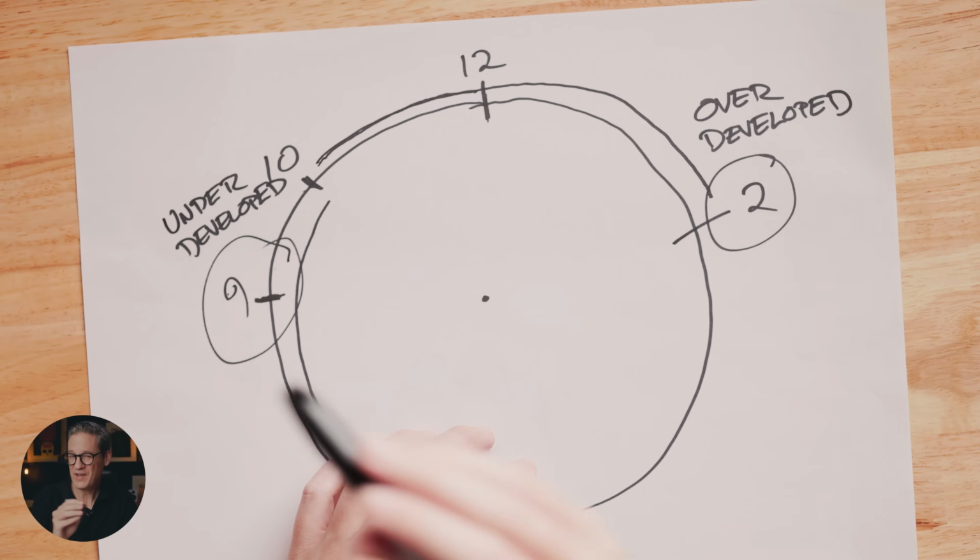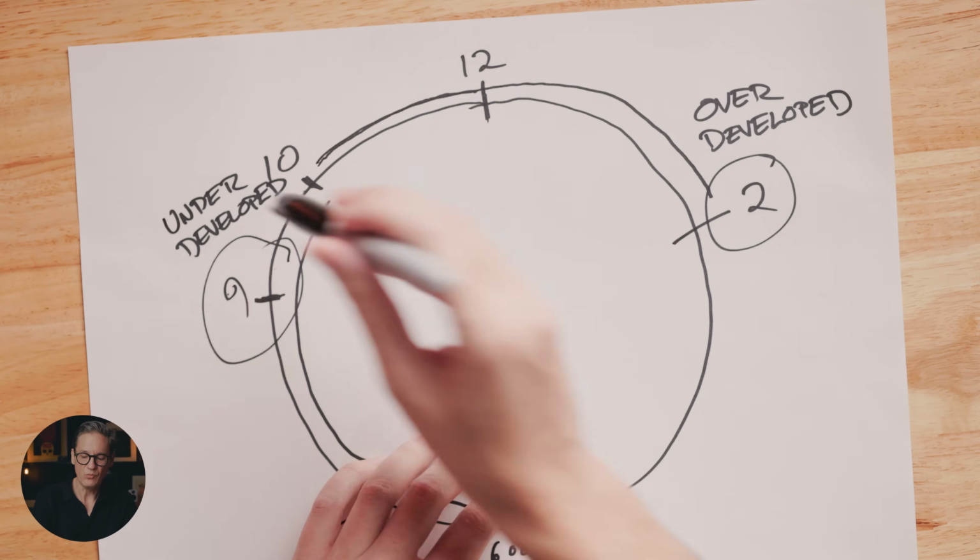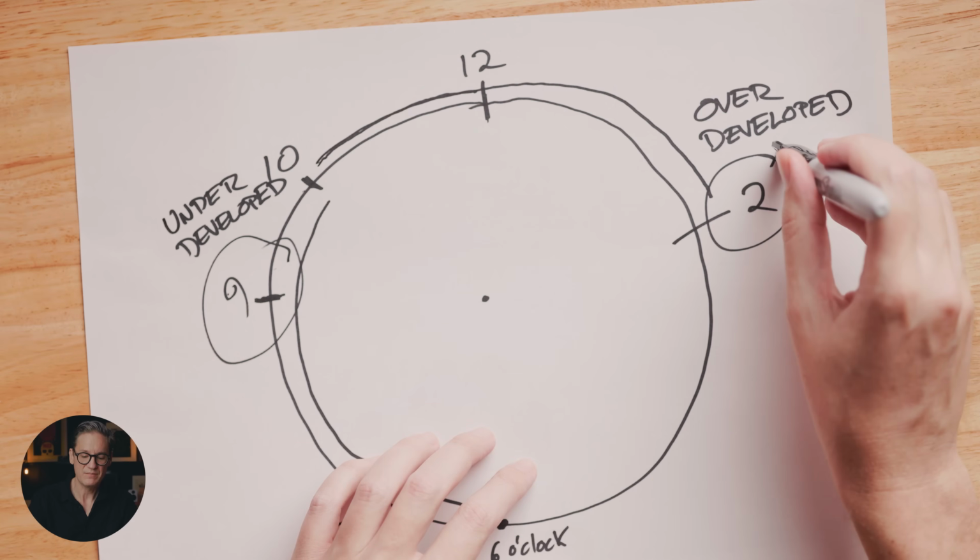But what's not quite as vague, and what I think is easier to define, is when an image has been underdeveloped and when an image has been overdeveloped. If it hasn't been underdeveloped and it's not overdeveloped, well, odds are it's probably finished. It's probably somewhere right around here. So let's dive into that.